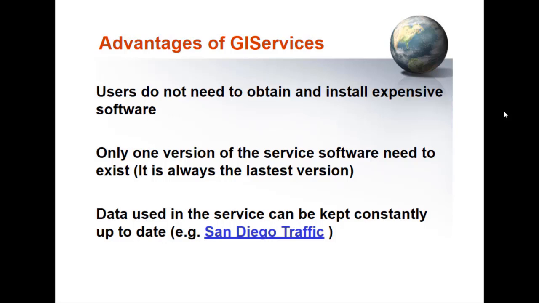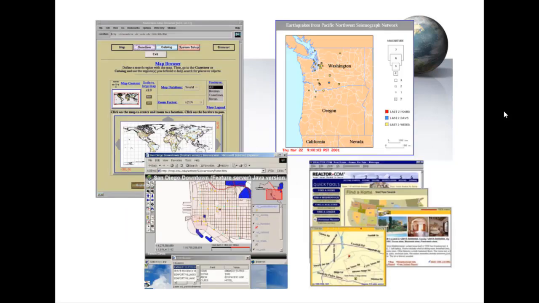Then only one version of the service software needs to exist. It is always the latest version. So if you are using WebGIS, you will always get the latest version of the software and its tools. All the tools will be there because it will be the latest version of that particular software. Then the data used in the service can be kept constantly up to date. This is also important, for example the traffic of a city like San Diego. So these are the advantages, and you can see the examples.